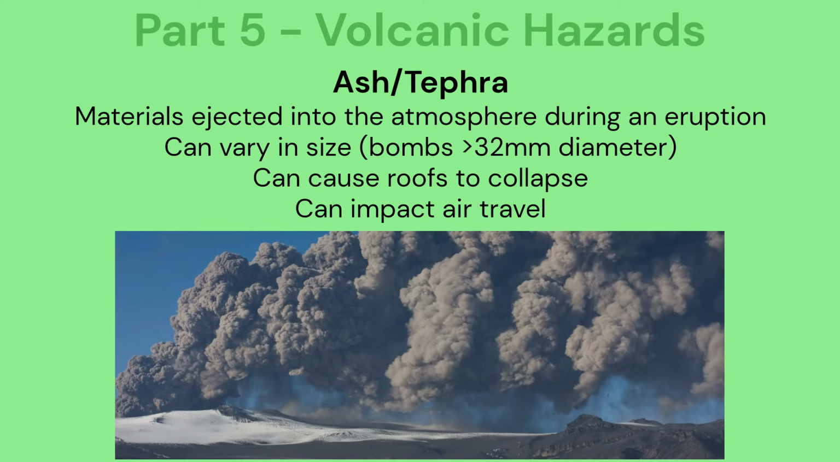Ash or tephra. These are materials ejected into the atmosphere during an eruption. It can vary in size, for example bombs, which are more than 32 mm in diameter. It can cause roofs to collapse and can impact air travel.